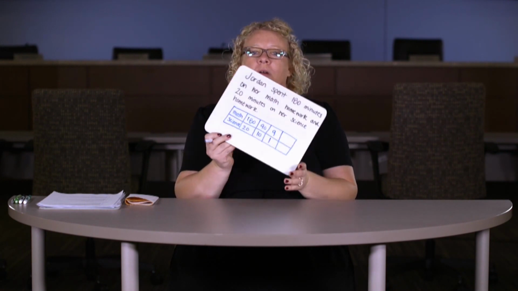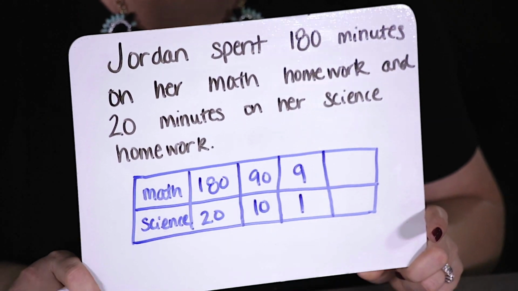And we would want to continue this pattern until we found our unit rate. And our unit rate is where one of our objects is a 1 unit. And in this case, we're going to see our science be a 1 unit. So we would divide them both by 10, and we would see that if she is spending 1 minute on her science homework, she is spending 9 minutes on her math homework.